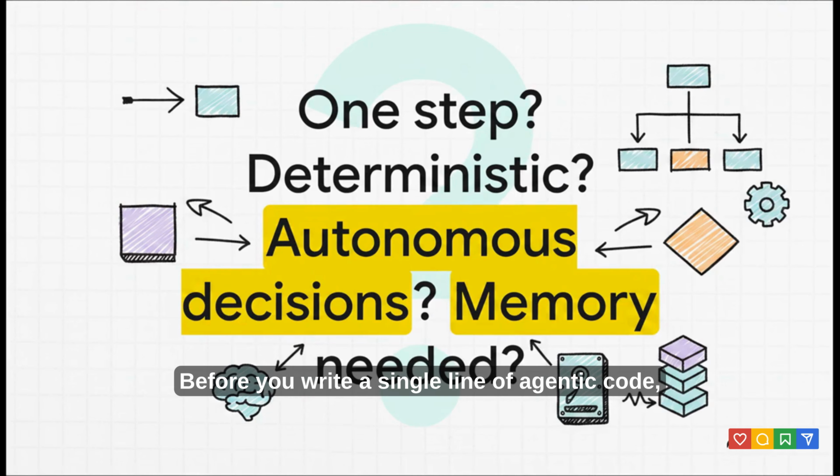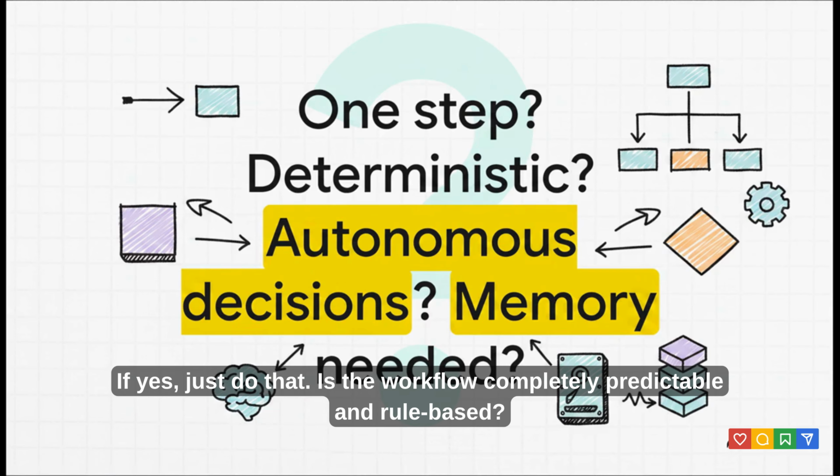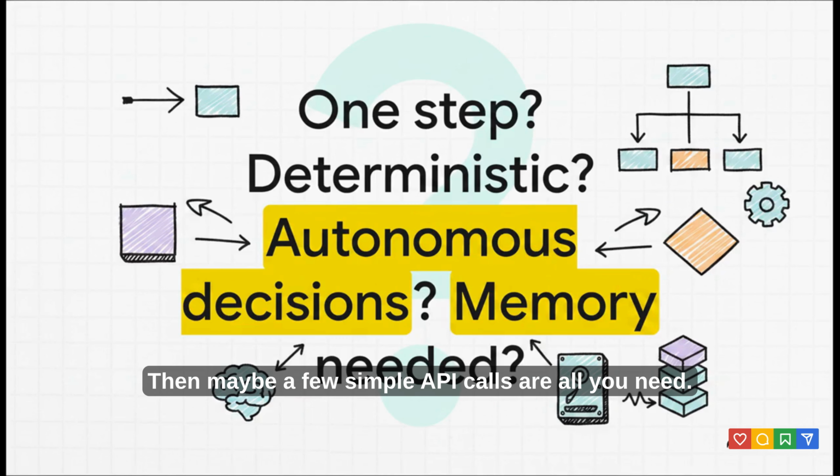Before you write a single line of agentic code, you have to ask yourself these questions. First, can this be done in one shot, with one well-crafted prompt? If yes, just do that. Is the workflow completely predictable and rule-based? Then maybe a few simple API calls are all you need. You should only start reaching for an agent framework when the answer is a firm yes to questions like, does this system need to make autonomous decisions? And is a stateful memory absolutely essential?